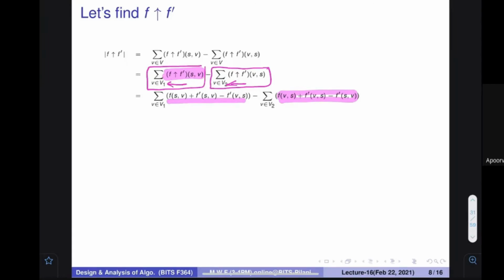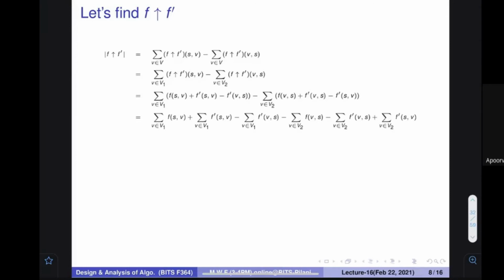So if I write like this, then I can take the summation terms inside. I can say that this summation goes here, here, and here. I can put all these things as a summation term. It goes inside f dash vs summation of v2. This summation term goes inside. After that, I do a small rearrangement.